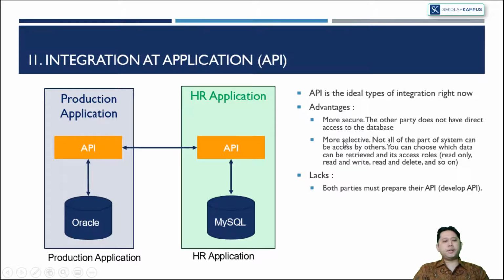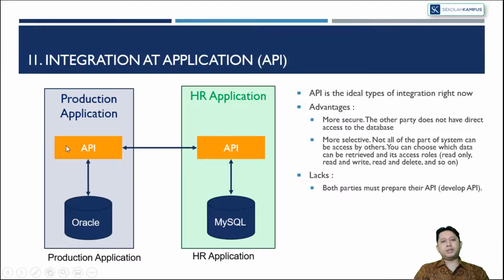The second is that it is more selective, because not all parts of the system can be accessed by others. For example, you can choose which data can be retrieved and its access role. For example, the protection application only needs the employee table, so not all of the modules in the HR application will be used by the protection application. Also, this API can be set with access roles, for example read-only, only for reading the employee table. They cannot modify, update, or delete.